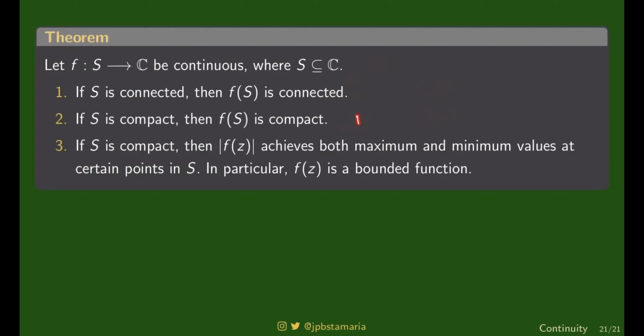Ito ang tawag dito ay extreme value theorem. Now, how about in the complex plane? Sa complex plane, ang f of z hindi real number kasi. So, hindi mo pwedeng pag-usapan ang maximum at minimum. But meron tayong paraan to still talk about maximum and minimum. Instead of talking about f of z alone, ang pag-uusapan natin yung absolute value ni f of z.